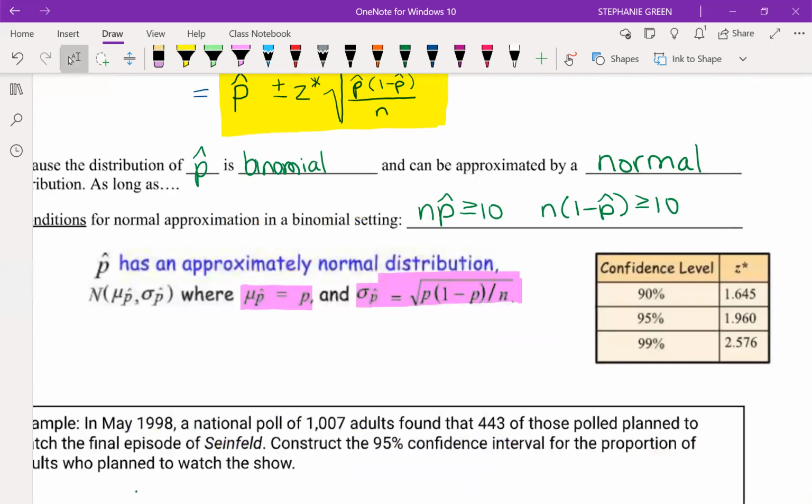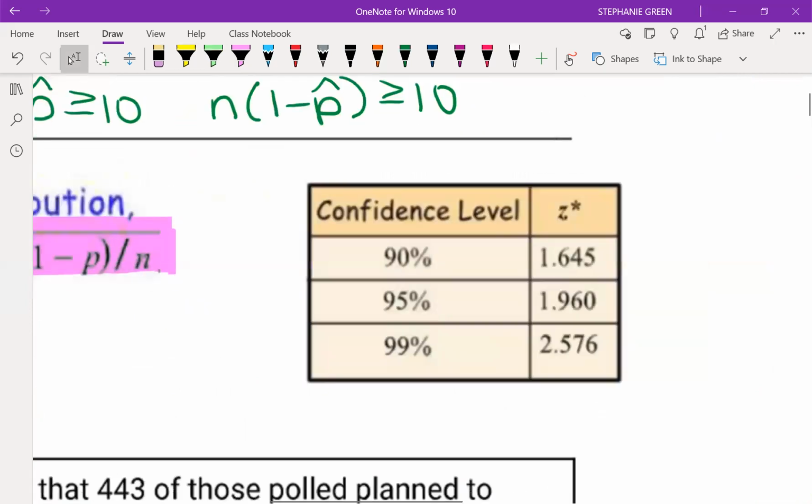Okay, and then here on the side, we have just a reminder of our common critical z-stars that we use when conducting a confidence interval. We use this one, 1.96, most of the time, and then the rest of the time we're usually using 2.576, which your book usually rounds to 2.58 as well. Either way is fine.